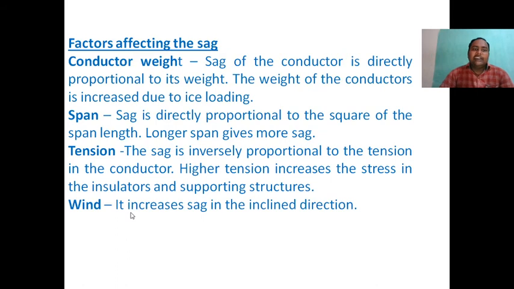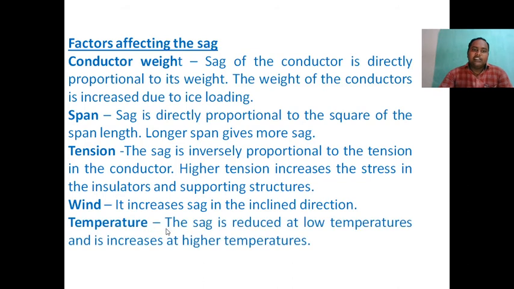Wind increases the sag in the inclined direction. If you apply wind pressure to the conductor, it definitely increases the sag in the inclined direction. Temperature also matters: the sag is reduced at a low temperature and increases at a higher temperature. These are the factors affecting the sag: conductor weight, span, tension, wind, and temperature.